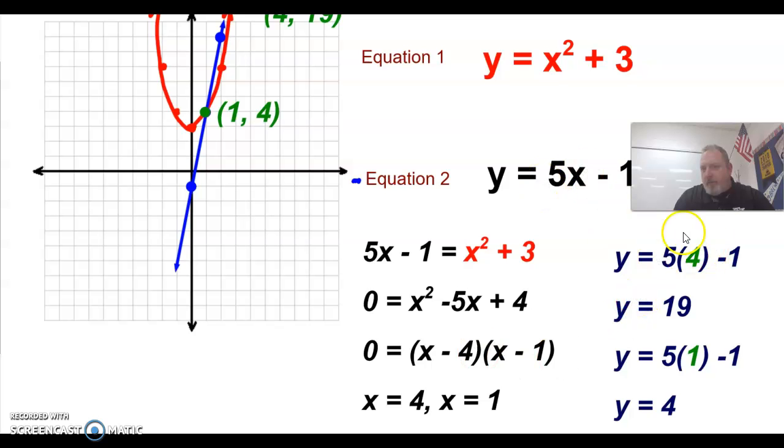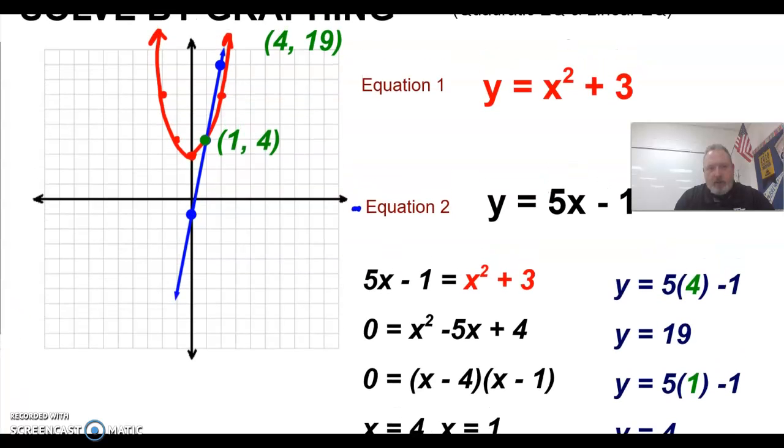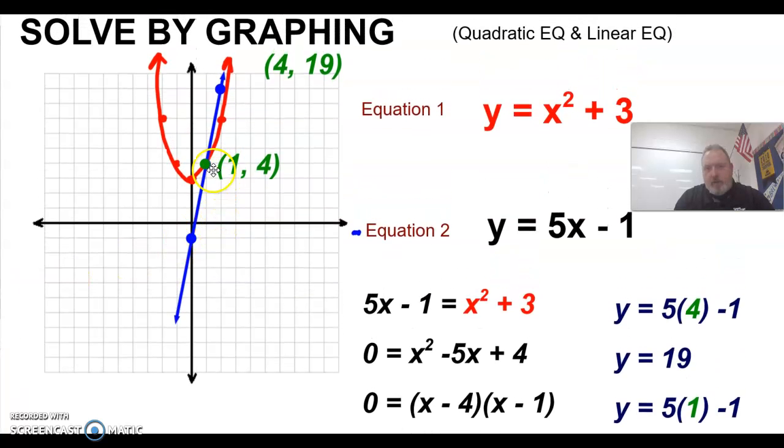So 4 in for x right here, and I find out that y is 19 when x is 4. And y is 4 when x is 1, which coordinates with our 2 points here. So we can see 1, 4. And if we were to continue this here, we would end up at 4, 19 for our second intersection point.